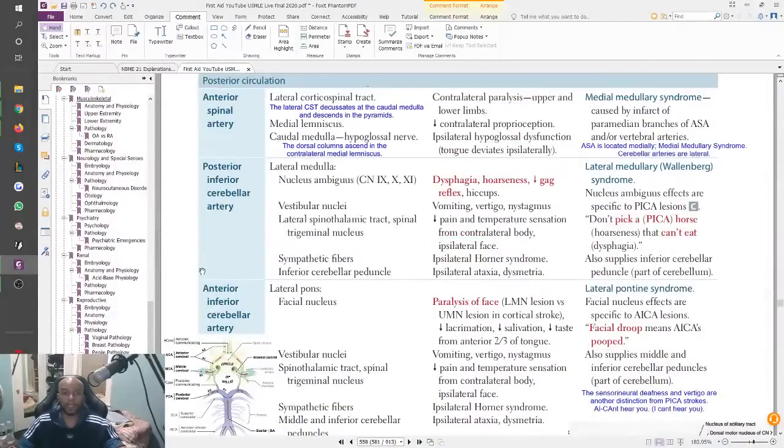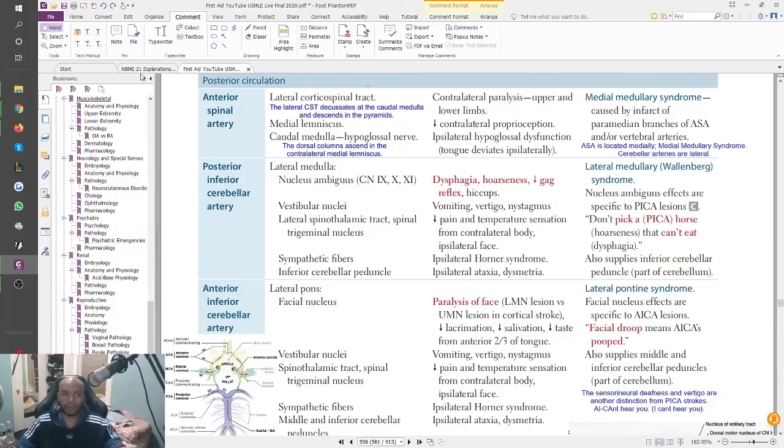ASA, PICA and ICA, right? These things are also pretty complicated. But you want to make sure you get this stuff down with whatever mnemonics you can. Right? Don't pick a horse that can't eat, because hoarseness and dysphagia is a giveaway for PICA, and ICA is pooped. Right? Facial droop, pooped.